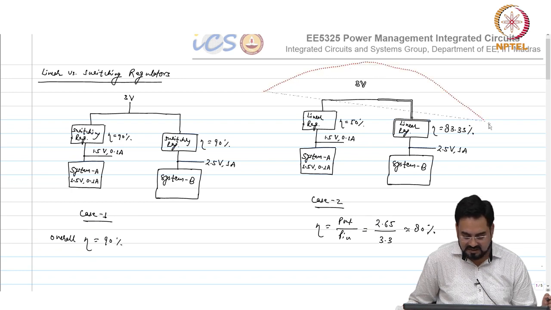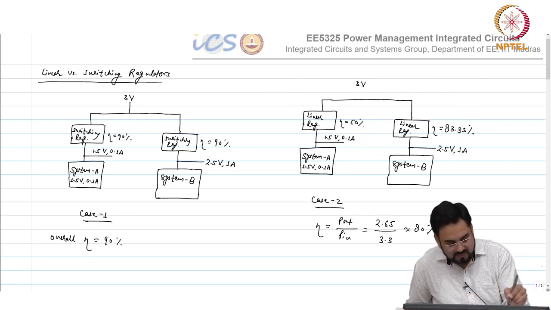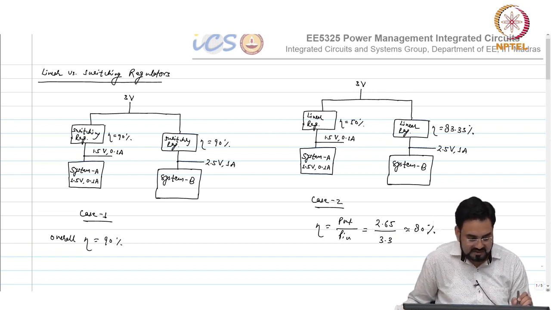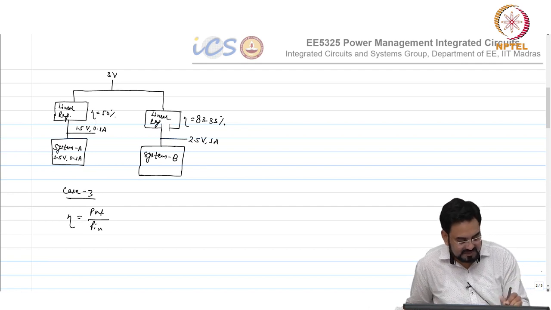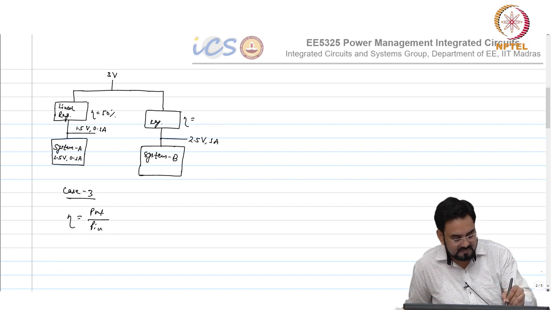Which means now let us say we take this again and we will make one more case. So case 3, this will remain 50% and I will change this to a switching regulator. So this will become 90%.